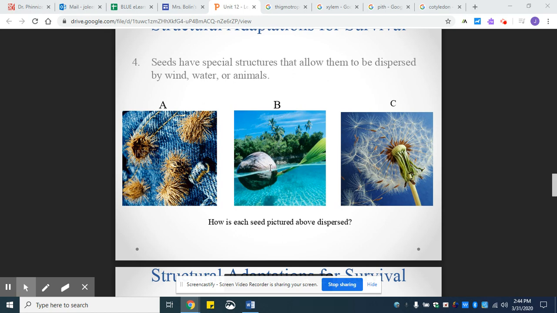B, again, that obviously would be water. So the seeds fall into the water and they're moved around that way. And then the last one, C, would be wind. I'm sure as a kid at some point you've picked these and blown them, and it just blows them everywhere. It's like little people on parachutes. It just gets dispersed.